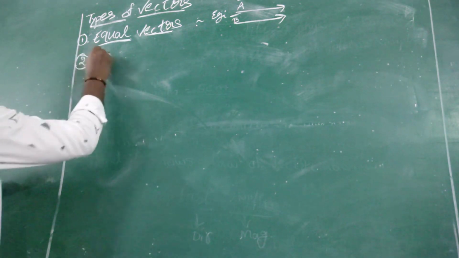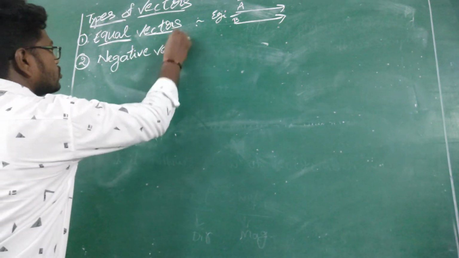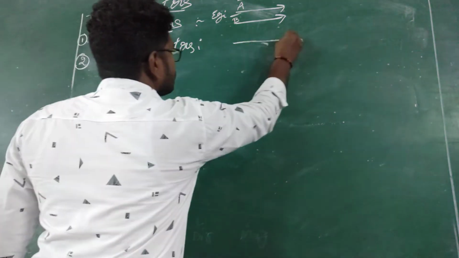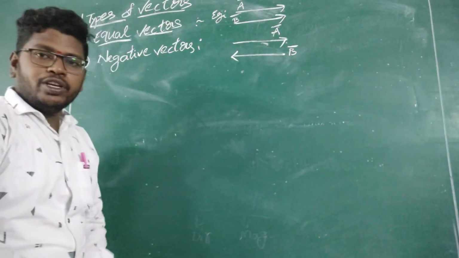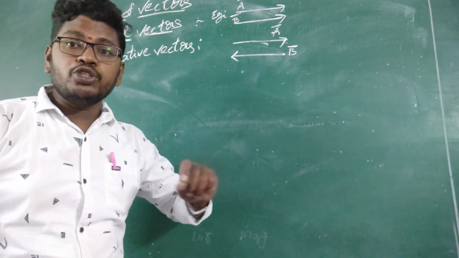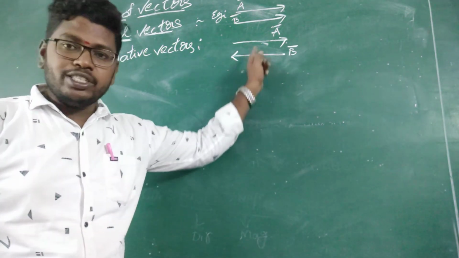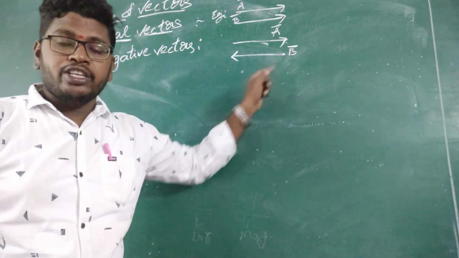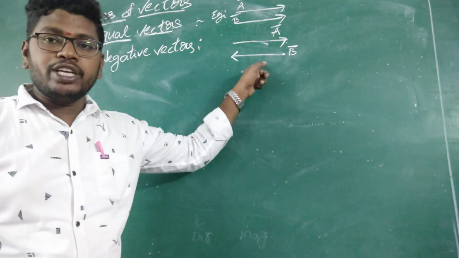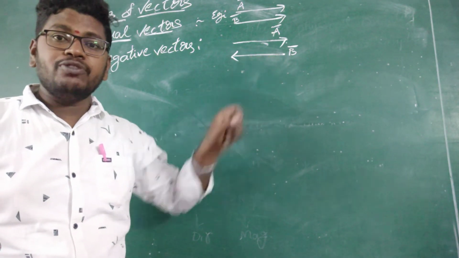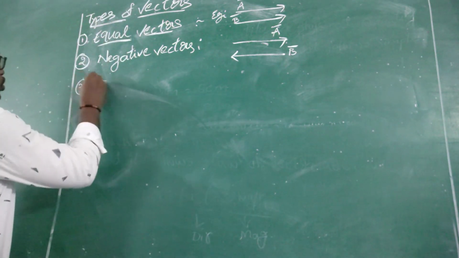Another one is negative vectors. If you observe here, a negative vector is a vector in the mutually opposite direction which has the same magnitude. Magnitude is the same, but direction is different. So a vector mutually opposite in direction, with the same magnitude.